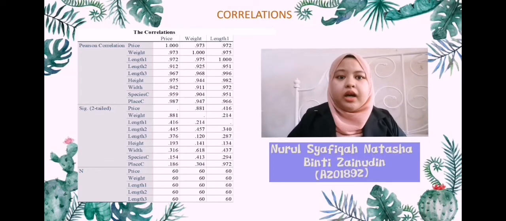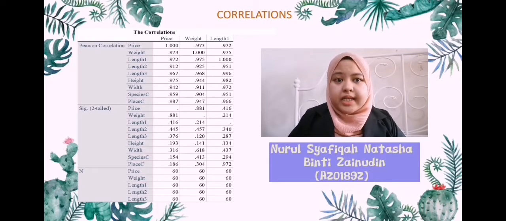So we're moving on to the next part. I will explain about correlation. According to the table, the value of R shows that there is a perfect correlation, R equal to 1, between price and price, weight and weight, and also length 1 and length 1. On the contrary, the value of R between price and weight is 0.973.